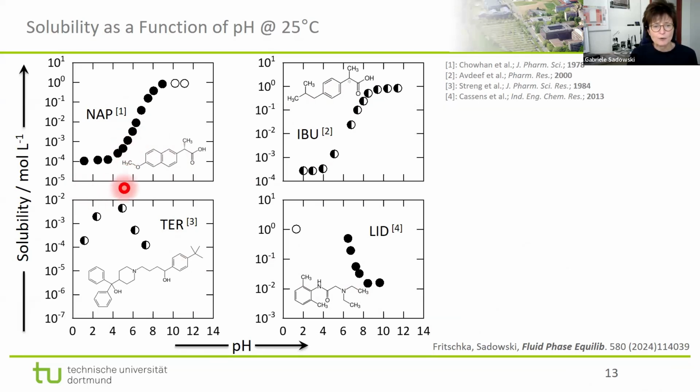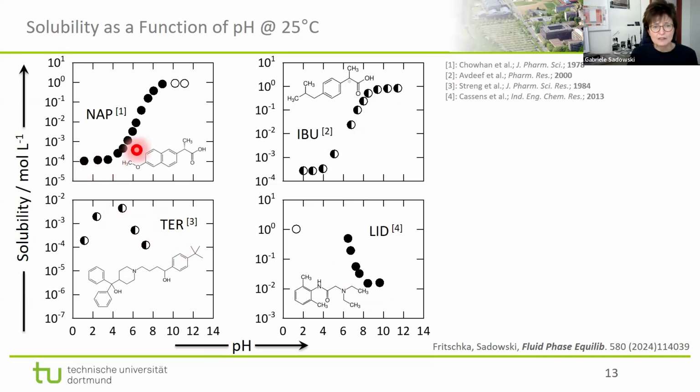We have always pH on the x-axis. So you do see that we have acidic compounds, naproxen and ibuprofen, which have a solubility increase once we go to higher pH. And we have the 2 components here on the bottom, terfenadine and lidocaine. They are basic, so their solubility is increasing once we decrease pH.